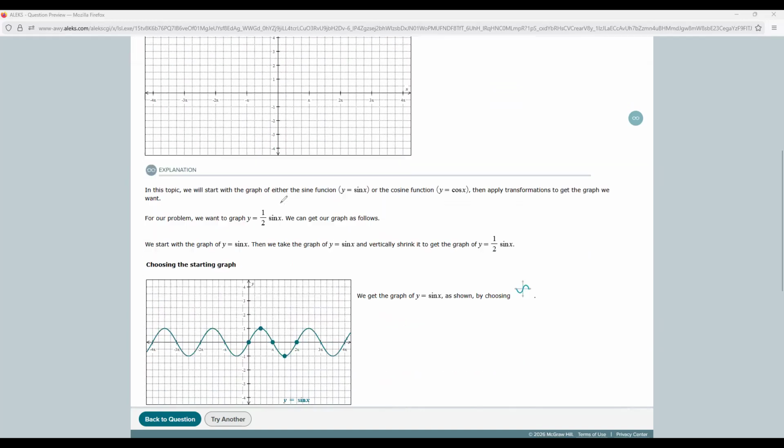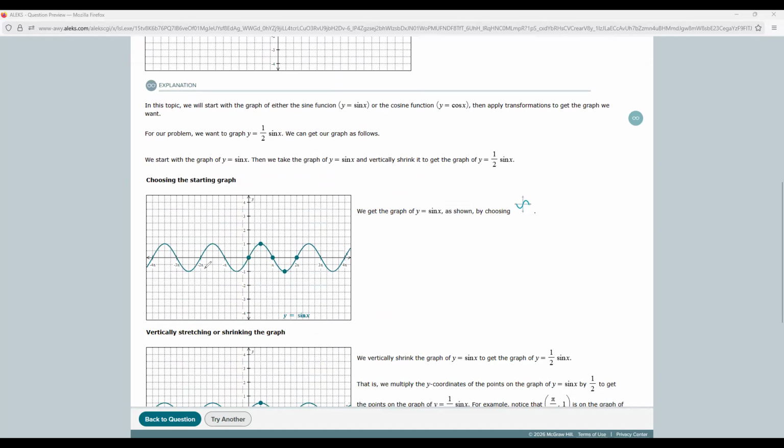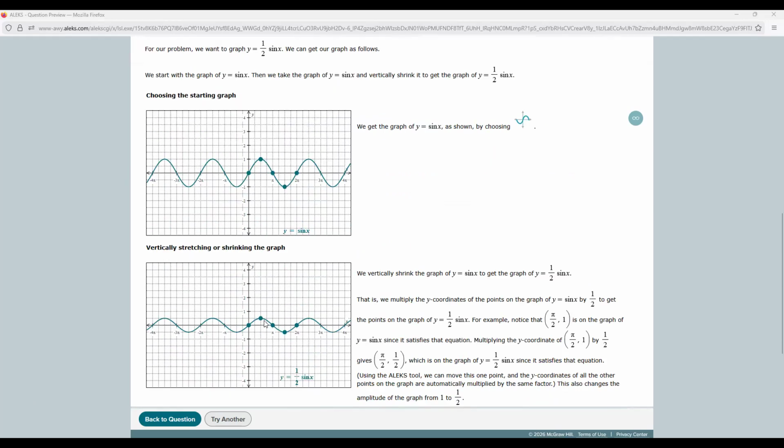So you basically have to remember what the original looks like. Here's the original. Original amplitude is 1 to negative 1 when there's no number in front. Here, there's no number in front, imaginary or invisible, I should say. 1's right there. Now, if there's a half, then the new amplitude will be half to negative half.